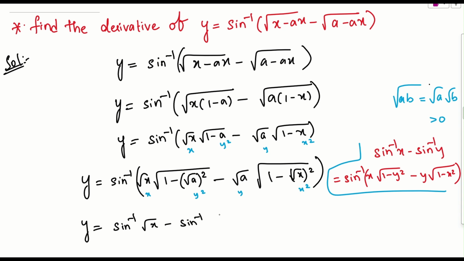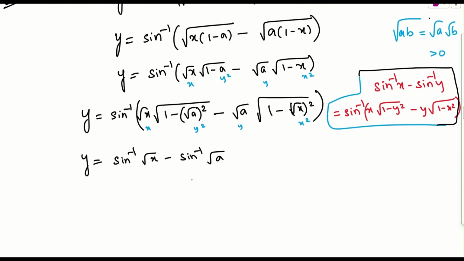Minus sine inverse of y. What is y in our case? Okay, this is root a. Is it okay? Check carefully, this is 1 minus y square. If you understand this formula, obviously this result will be very easy. So I have simplified y in the easiest way. What should we do? We have to differentiate this function with respect to x alone. This is nothing but y dash.